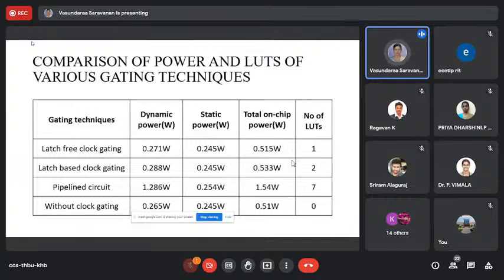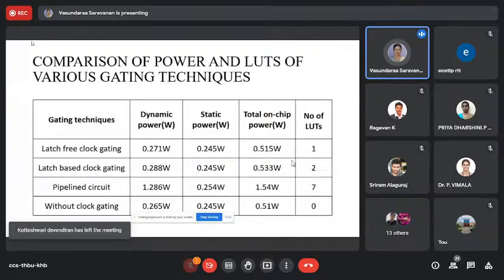Likewise, latch-based clock gating has 0.288 watt dynamic power and static power is 0.245 watt and total on-chip power is 0.533 watt and number of lookup tables we have is 2. Pipeline circuit has dynamic power 1.286 watt and static power is 0.254 watt. Total on-chip power is 1.54 watt and it has high lookup tables, 7.